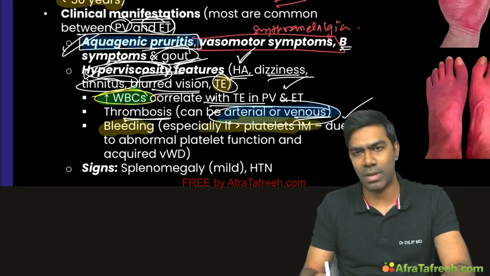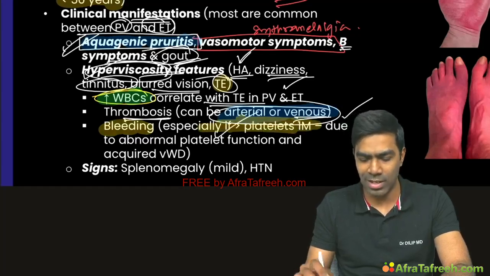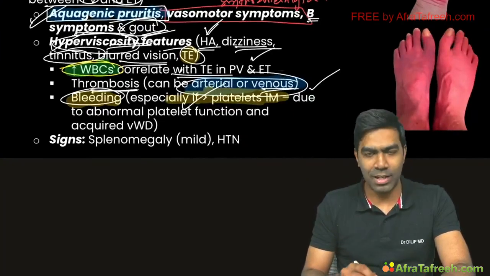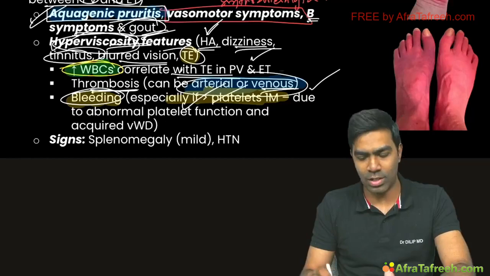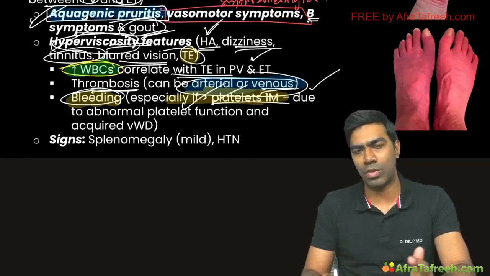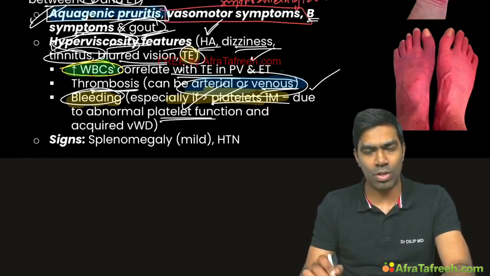And again, another interesting point is the fact that bleeding is going to correlate with high platelet count. Especially if the platelet count is more than 1 million, then the bleeding risk is actually quite high. And people may think low platelets are the ones that are going to result in bleeding. No, in the setting of PV and essential thrombocytosis, it's the high platelet, more than 1 million, that's going to be associated with bleeding. And this is probably due to abnormal platelet function.